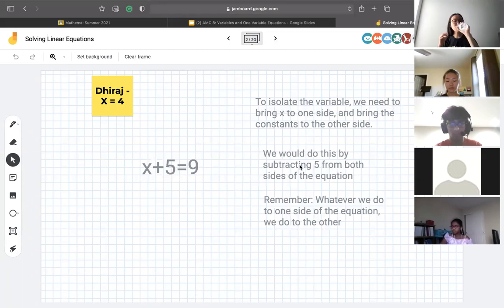Do we have to show our work, or can we just do the work on a piece of paper? I think you can just do it on a piece of paper because it would be a little hard to show your work on a Jamboard, but you can use the pen and use your mouse to write your work if you want to.